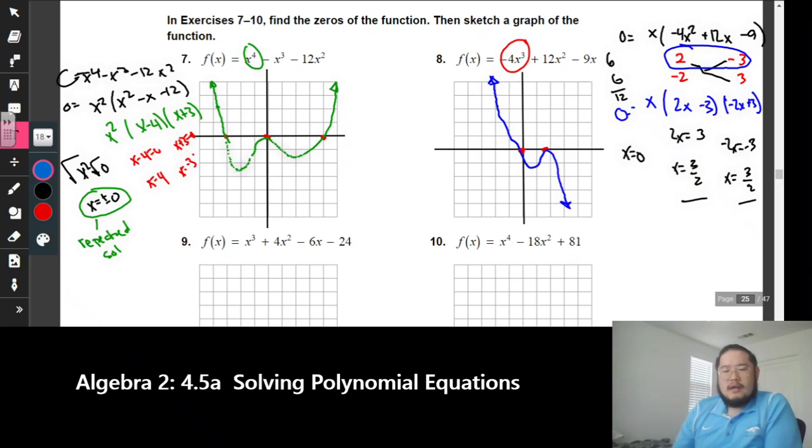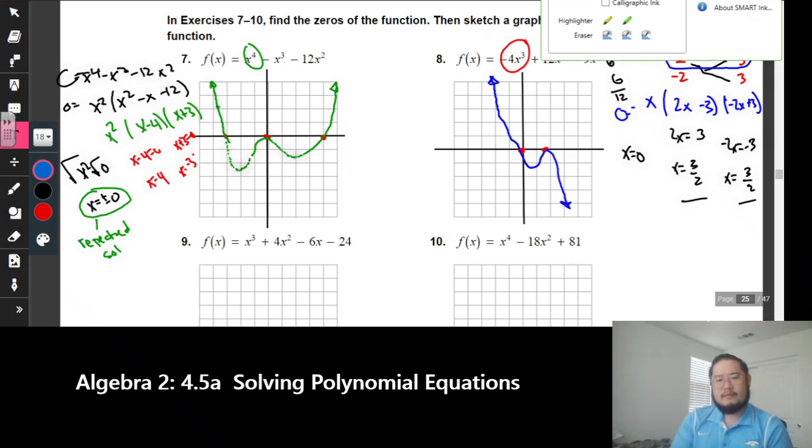Okay, it's an odd function. So therefore, I know, once again, I'm thinking about the end behaviors. Is it going opposite ways? And it is. And it's going to go down from left to right because of the negative in front. All right.